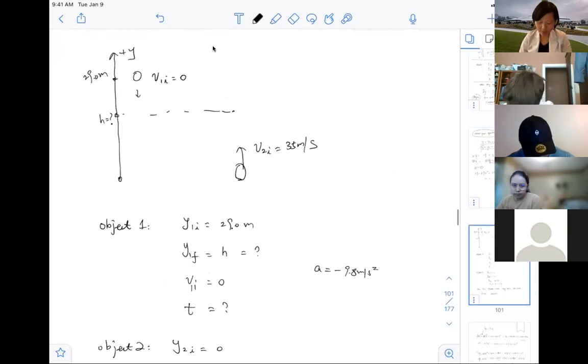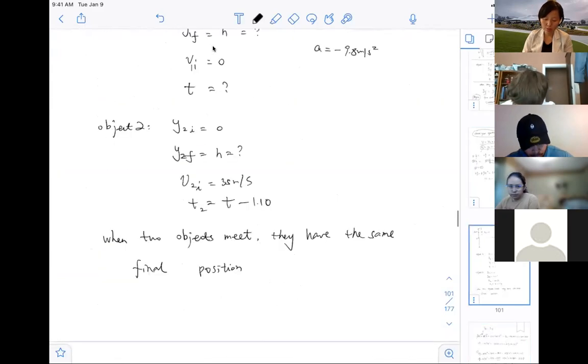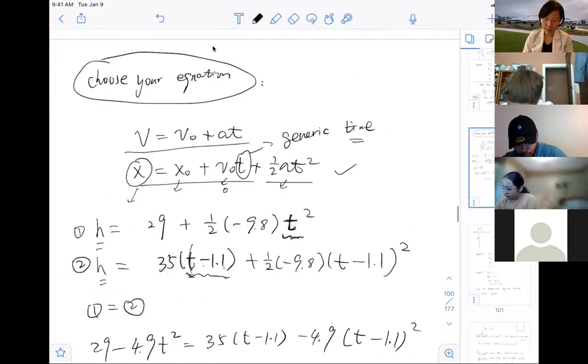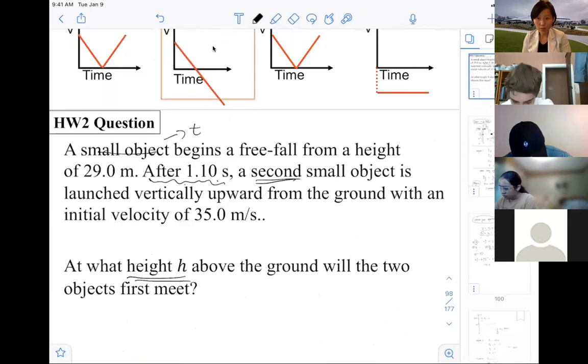Okay, so you solve for the time, and you will get this number, 1.6 seconds. And you can plug it into either of these two equations. You can plug in here, or you can plug in here, doesn't matter. That will give you the height you're looking for, and the question is asking for the height. Okay, so that's it. That gives you the final answer.